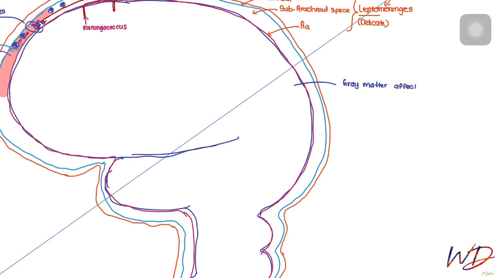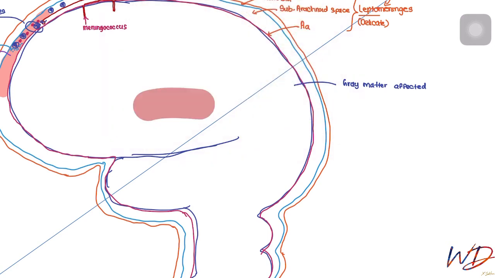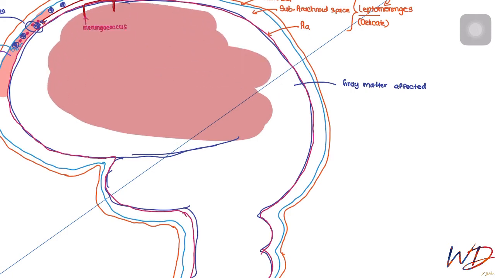Next, it's most severe, I will use different shades of red. So bright red to show where it's most severe. The cerebral cortex.